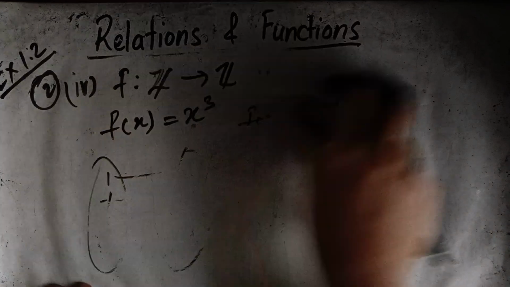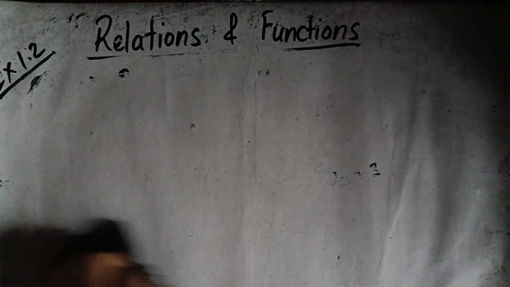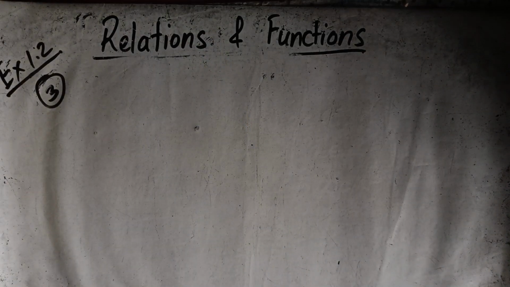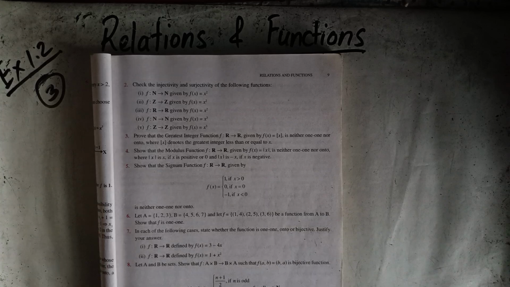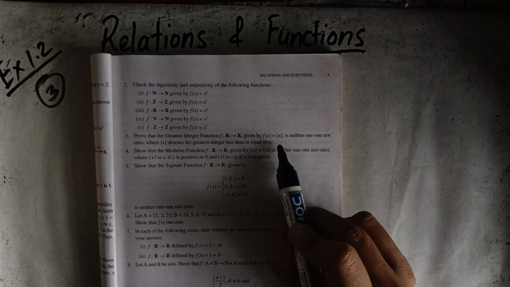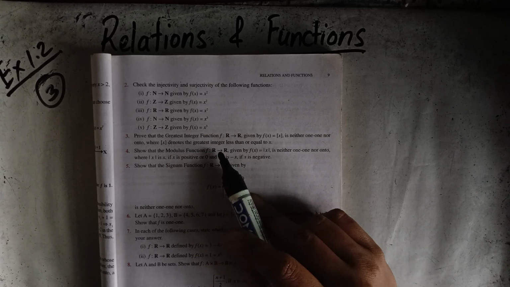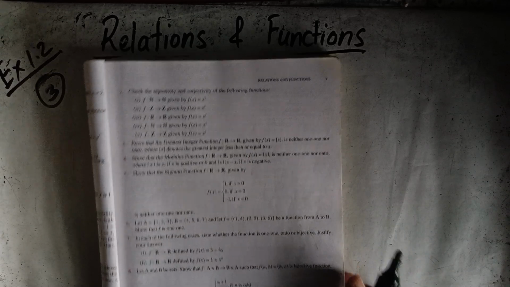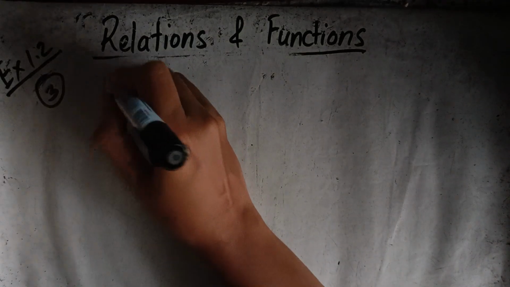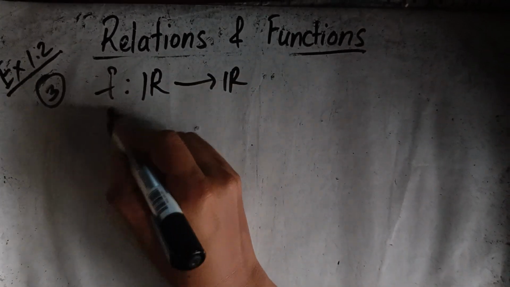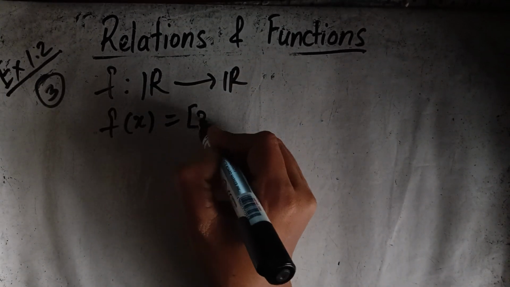Let's solve the next question. Question number 3. Prove that the greatest integer function from a set of real numbers given by f of x is neither 1 1 nor onto. It denotes the greatest integer less than or equal to x. So it is defined as f of x is equal to this.